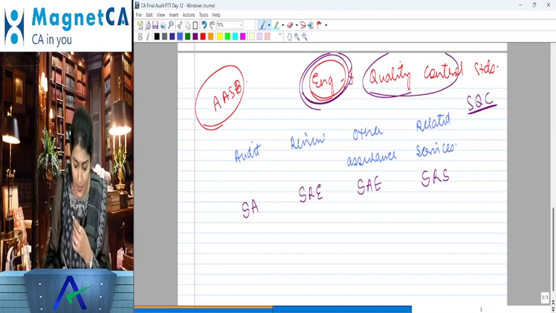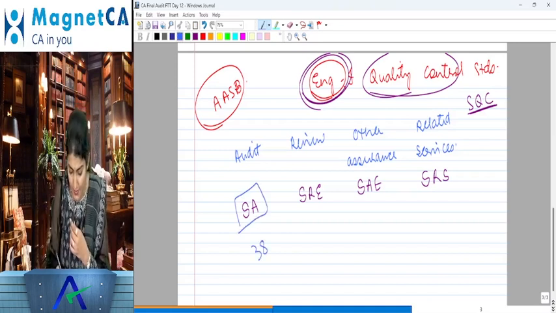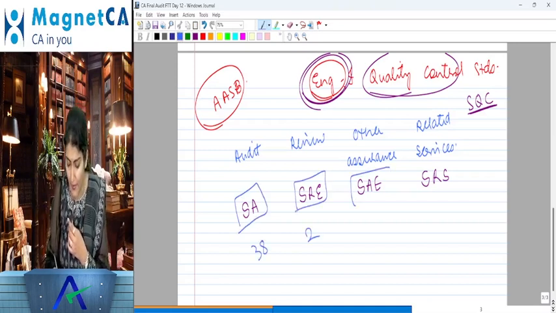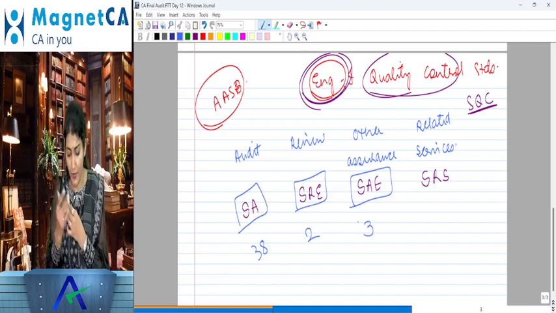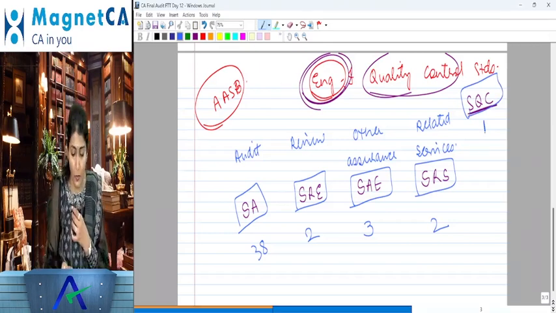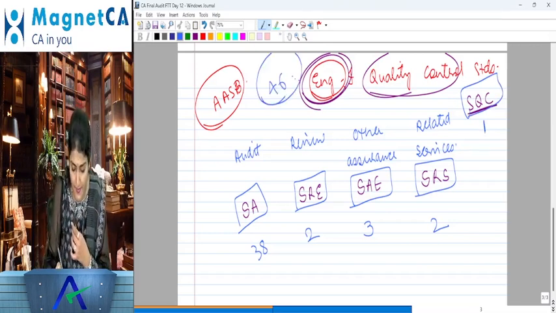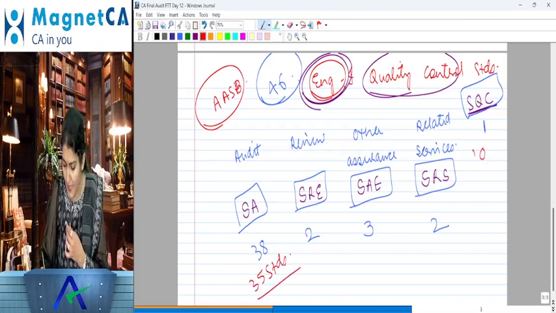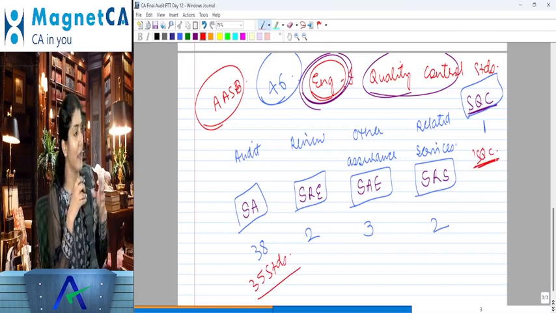How many auditing standards have been issued? 38. How many standards on review engagement? 2. How many on assurance? 3. How many on related services? 2. And how many on quality control? 1. So in total there are 46 standards. Out of that, what is applicable for your exams is the 35 standards on auditing and 1 standard on quality control. We said now 36 standards are applicable for your exams.